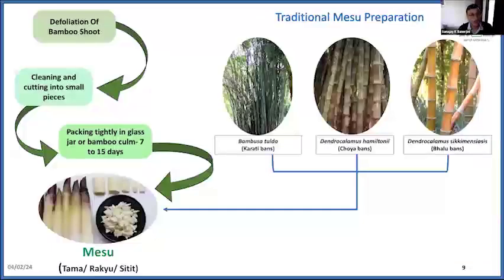If you look at how they prepare mesu in general, there are three different bamboo species available in Northeast: Bambusa tulda, Dendrocalamus hamiltonii, and Dendrocalamus sikkimensis. The preparation is very easy. They take the bamboo shoots, and defoliation is the first step, then cleaning, and then cutting into small pieces. Then you pack tightly into a glass jar, or mostly tribal people put it into a bamboo gum, and keep it generally for 7 to 15 days. In some places I have seen they keep it for 30 days. That fermented bamboo shoot is used in different ways in food preparation.